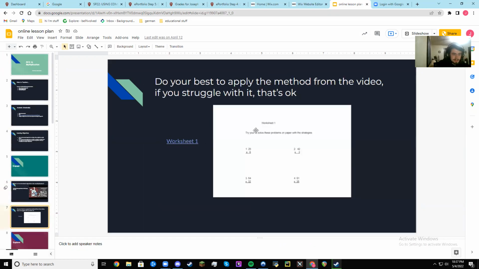The next part would be a little worksheet to kind of test out the method they just learned. In that worksheet, you can see the problems here, 6 by 25, 3 by 42, and then the slightly more difficult ones down here to see if they can apply the idea better. So then we're gonna move on to the explore phase.